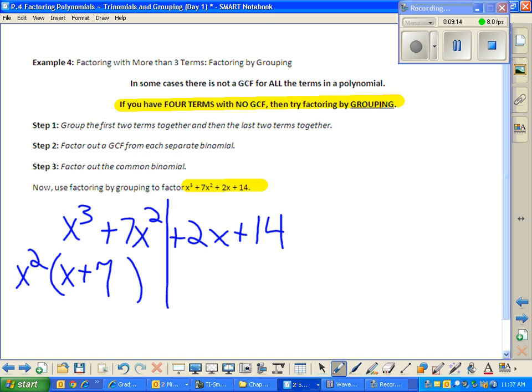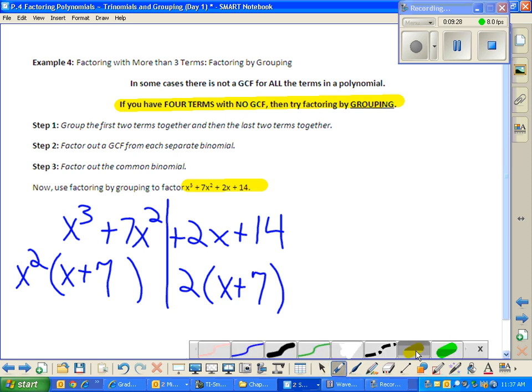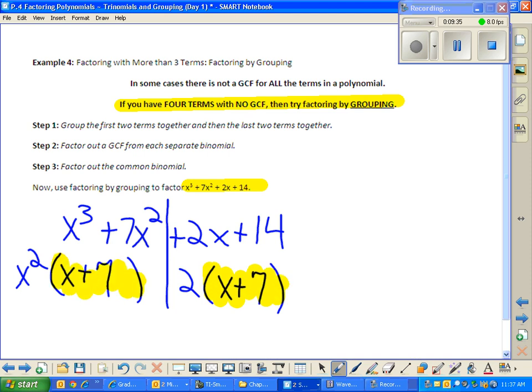What's left over, John? I take a look at the back binomial. I see a common factor. What do you think, Tammy? What's left over was the x plus 7. Do you see what happened? See that parentheses there? It's there, and it repeats over here. We get what's called a common binomial factor. That has to happen in order for this method to work.